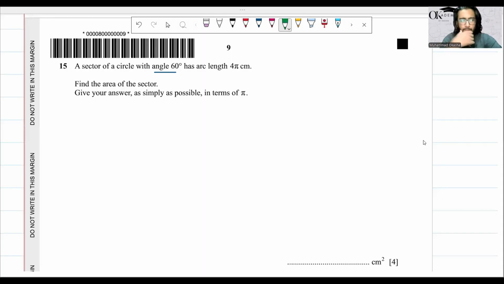Okay, so next, question number 15. A sector of a circle with an angle of 60 degrees has arc length 4 pi centimeters. Find the area of the sector, give your answer as simply as possible in terms of pi. I like my things drawn.